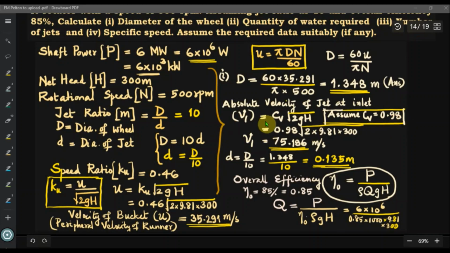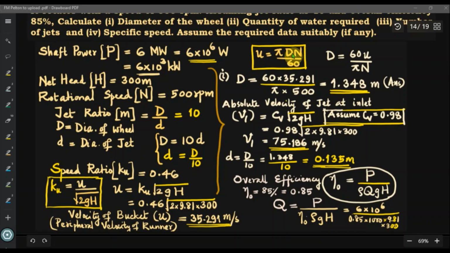So V1 is equal to 0.98 into root of 2GH. So 0.98 into root of 2 into 9.81 into net head 300. So the absolute velocity of the jet at inlet V1, that is the actual velocity, is equal to 75.186 meter per second. Now, from the tangential velocity of the wheel, that is u is equal to 35.291, we are in a position to find out the answer to the first part, that is the diameter of the wheel.